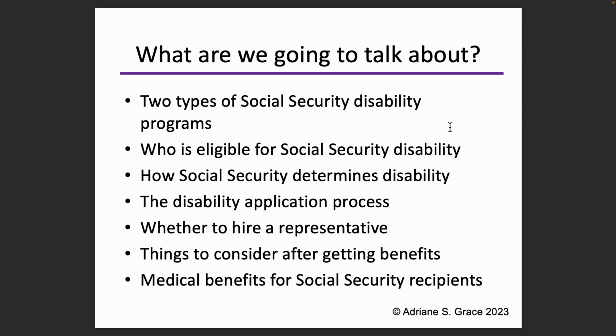Okay, so what are we going to talk about today? We are going to talk about the fact that there are actually two types of Social Security disability programs, who is eligible for Social Security disability, how Social Security decides a person is disabled, what the disability application process looks like, whether you need to hire somebody to represent you, things to consider after getting these benefits, and then of course the medical benefits that go along with Social Security benefits.